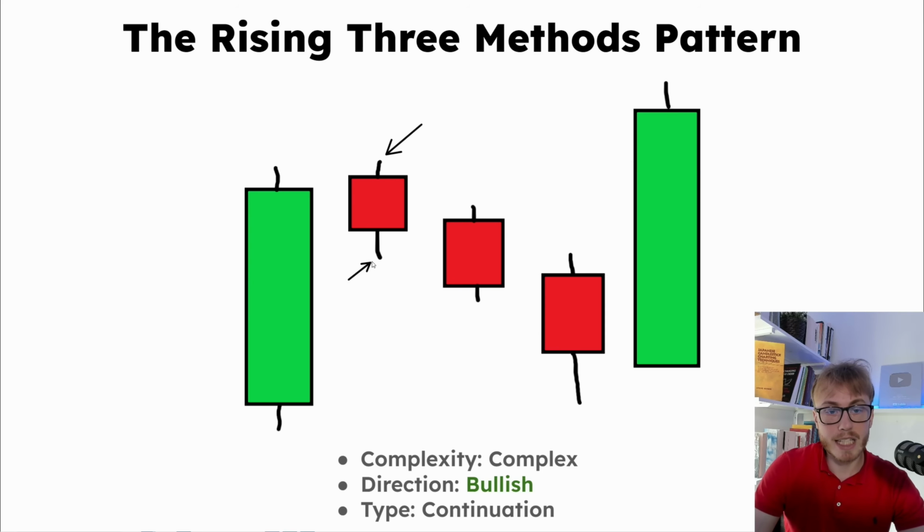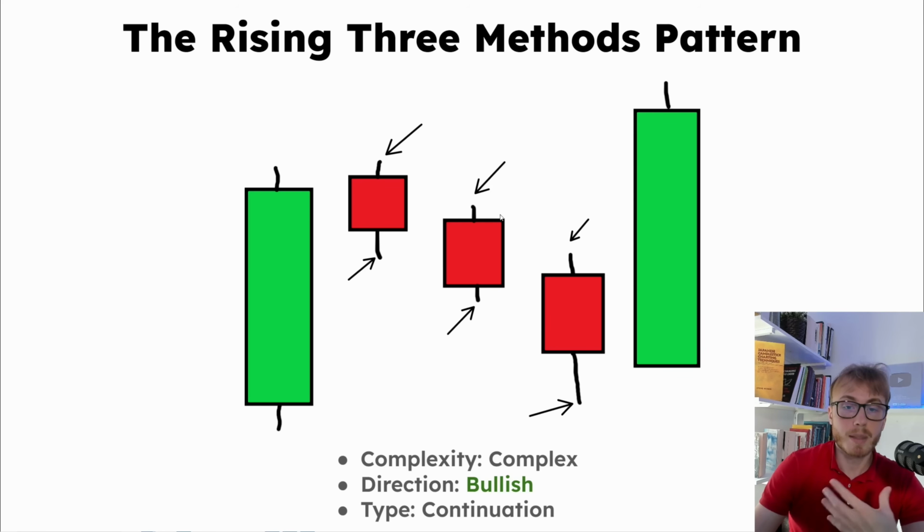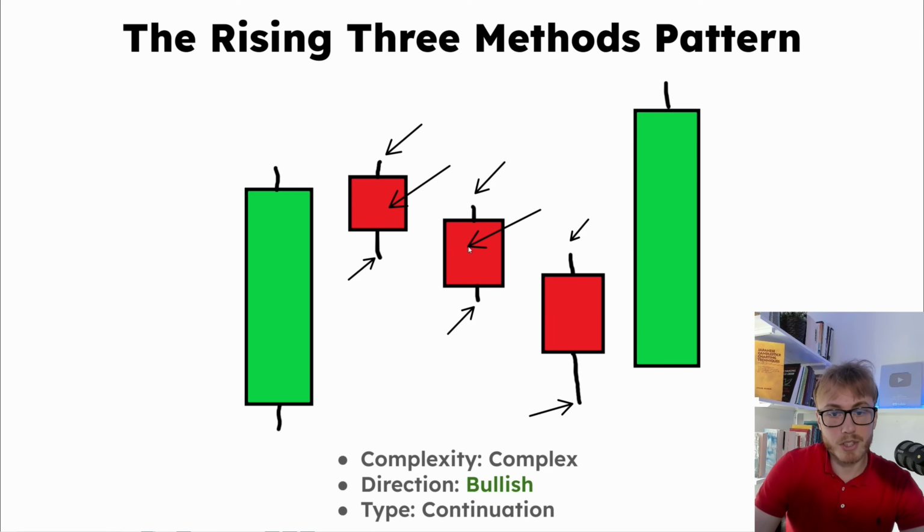As for the wicks of the small red candles, it's okay to have wicks on all of these candles. The important point is that we want small real bodies on these candles.